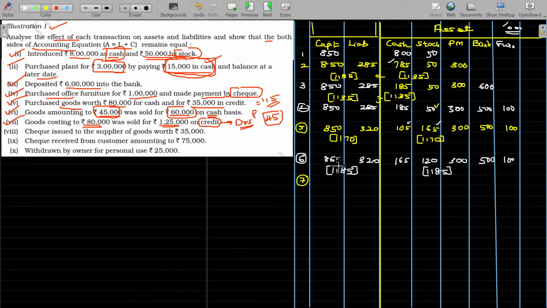Owner's fund is capital, increased by 45, 910 now. Stock is decreased by 80 because 80,000 rupees worth of stock is sold. Already we have a stock of 120. From there 80 is subtracted. Now it's 40.